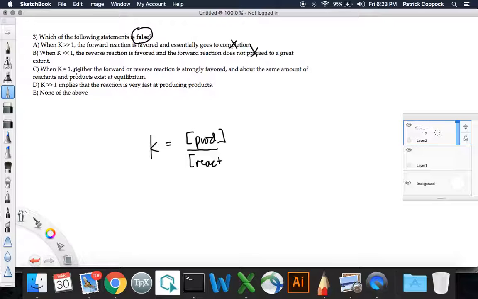When K is about 1, oops, that's supposed to be concentration, neither the forward reaction nor the reverse is strongly favored, and about the same reactants as products exist. Yeah, that's true. Can you see that? If these are both about equal to each other, K is going to be 1. So I'm going to say, nah, that's also true, so it's not false, right? Okay, and K being greater than 1 implies that the reaction is very fast. This says nothing about speed. K says nothing about speed.